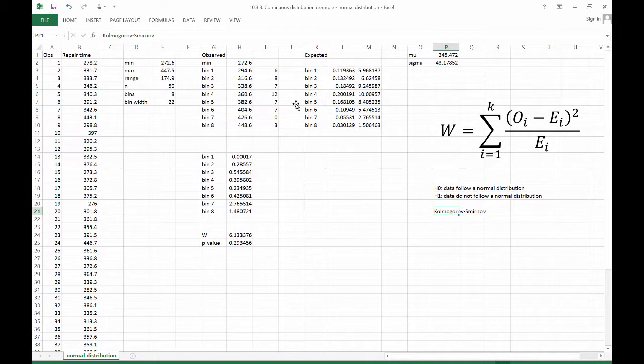Okay, so this is a goodness of fit test for normality. After we've performed the method of maximum likelihood to find mu and sigma, we can actually test to see if this is a good distribution to be using in the first place.